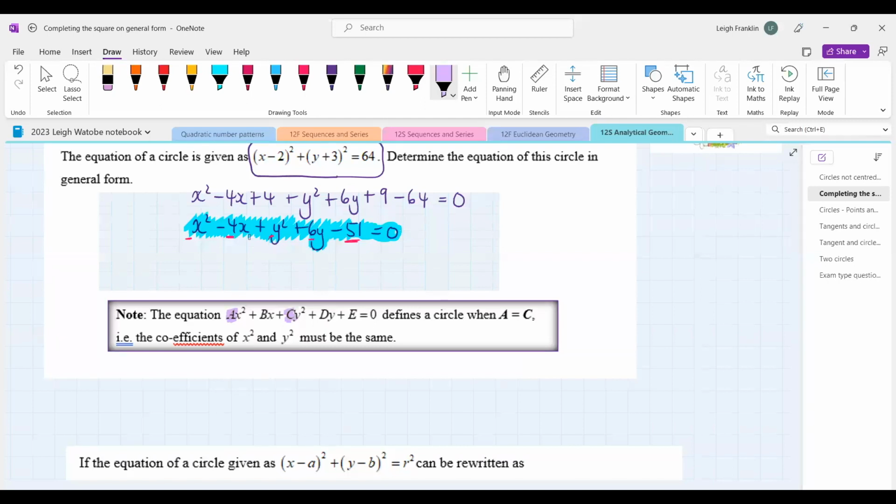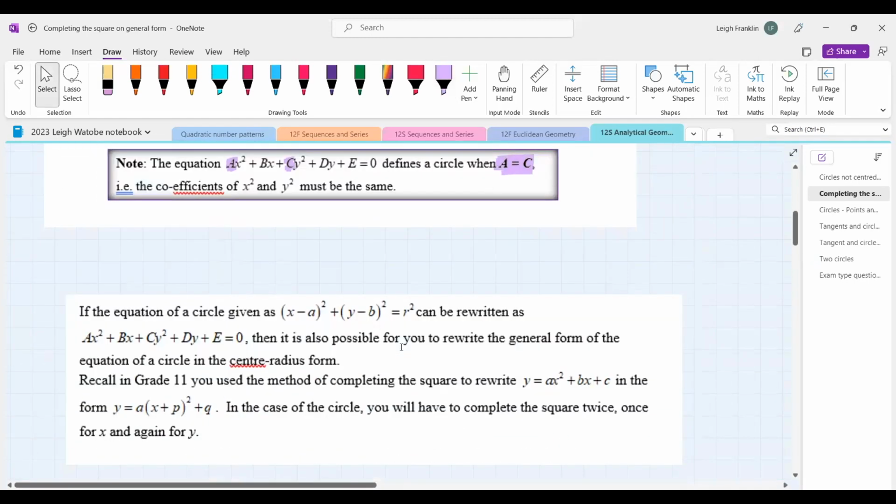All right, but that would lie outside of our curriculum. So as long as the coefficient of the x squared term and the y squared term is the same, it is still a circle. All right, but we're not going to have to deal with it if it's not.